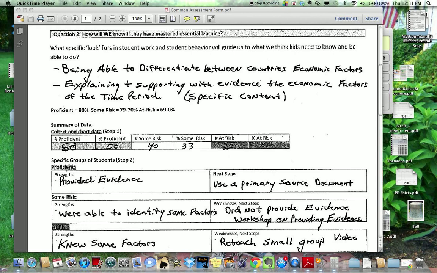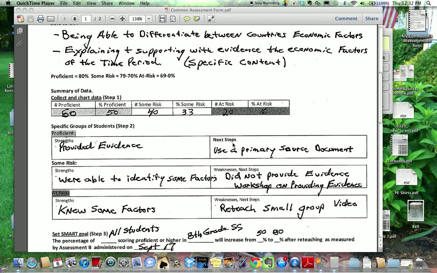And we put this in this table. This is an example: if I had 120 students, and 60 of them were proficient, that would be 50%. If 40 of them were at some risk, meaning they scored 7 out of 10, that would be 33% of my students. And then if 20 of them scored 6 or less, that would be 16%.